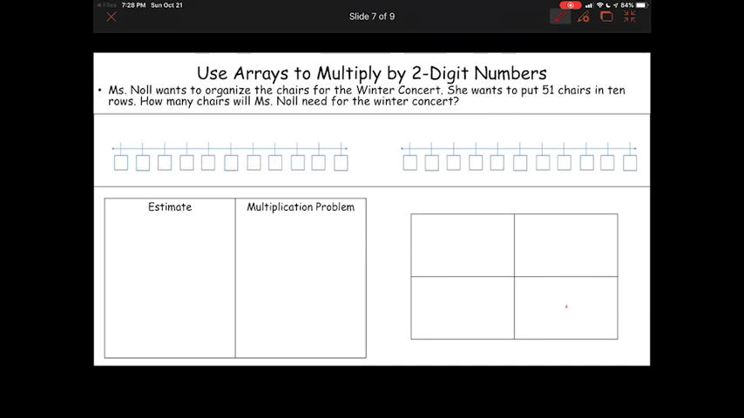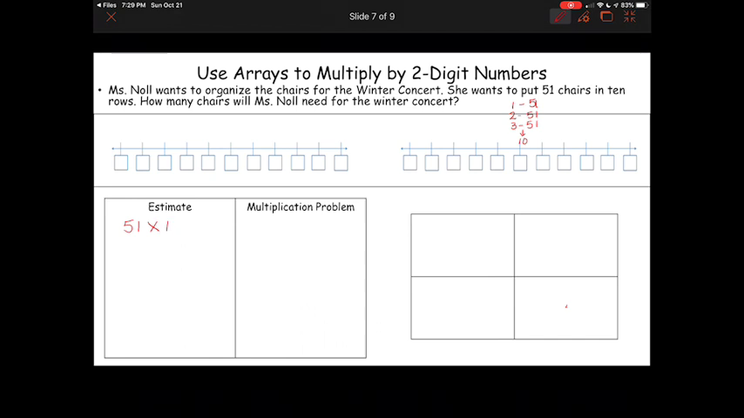And here we go. Miss Noel wants to organize the chairs for the winter concert. She wants to put 51 chairs in 10 rows. How many chairs will Miss Noel need for the winter concert? So she wants to put 51 chairs in 10 rows. In one row, she wants to put 51 chairs. In 2 rows, 51 chairs. In 3 rows, 51 chairs. All the way down to 10 rows. And so that would be repeated addition. So repeated addition is multiplication.